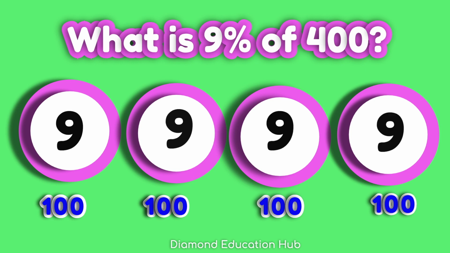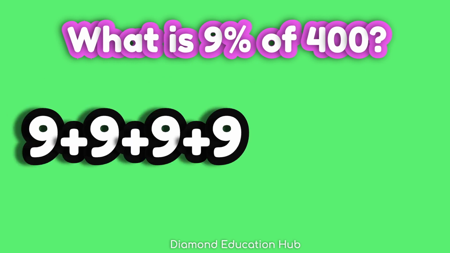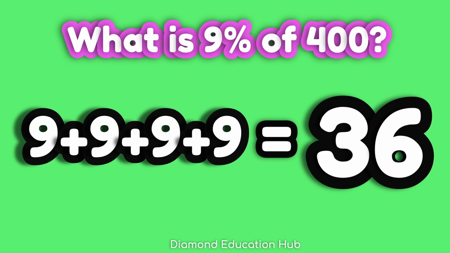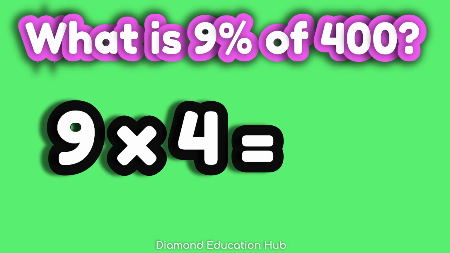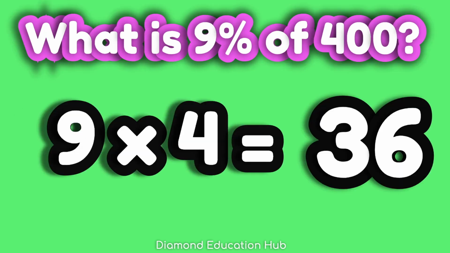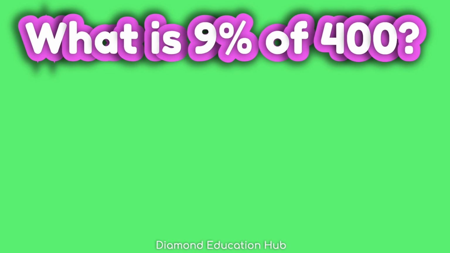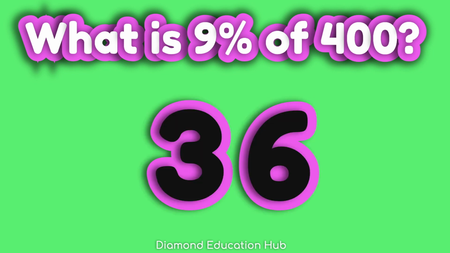Now add these together, 9 plus 9 plus 9 plus 9, which equals 36. Or 9 times 4 equals 36. So your answer is 9% of 400 equals 36.